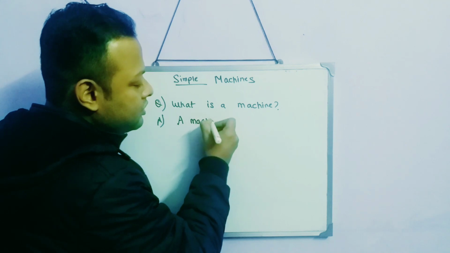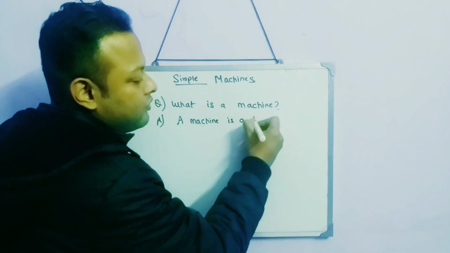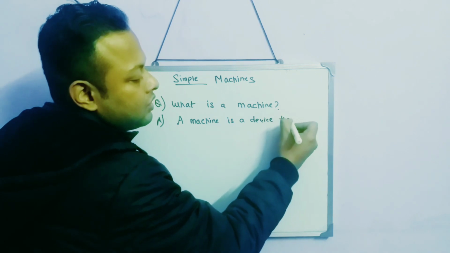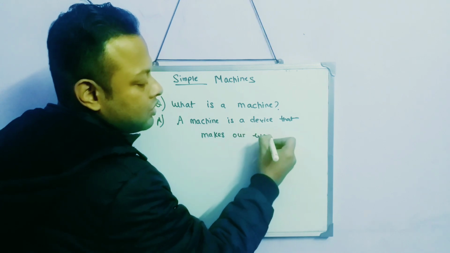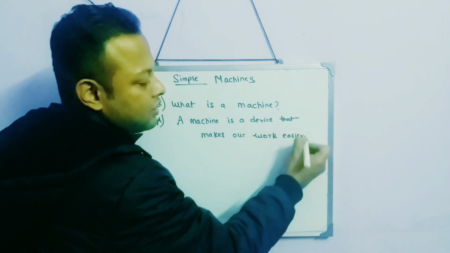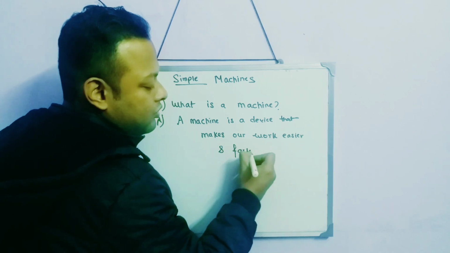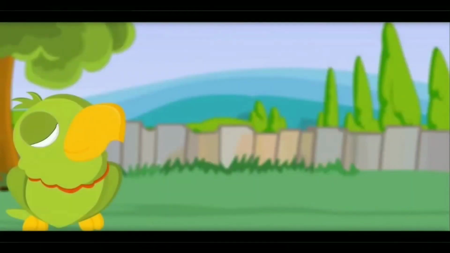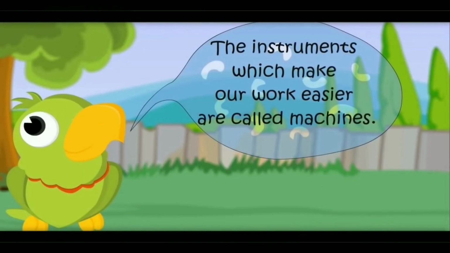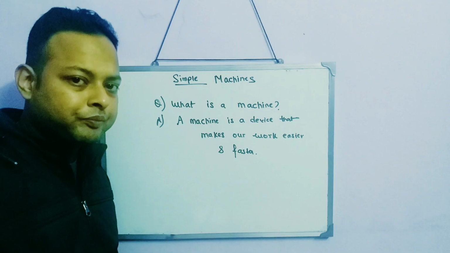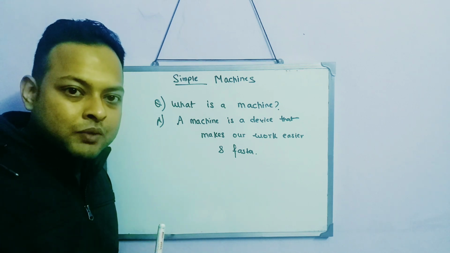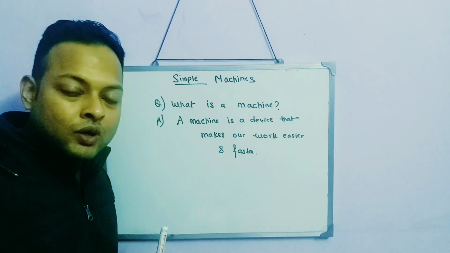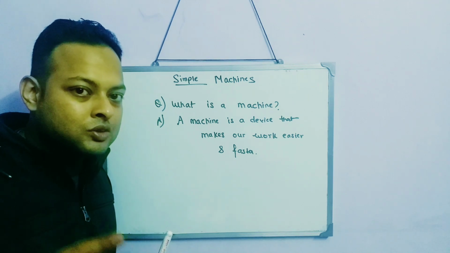A machine is a device that makes our work easier and faster. Correct? The instruments which make our work easier are called machines. So let me give you an idea about what is a machine, and to get the idea, you need to watch the video from here. So you watch the video.